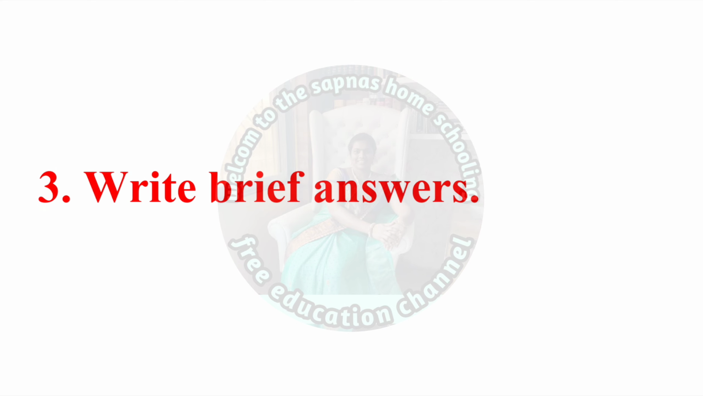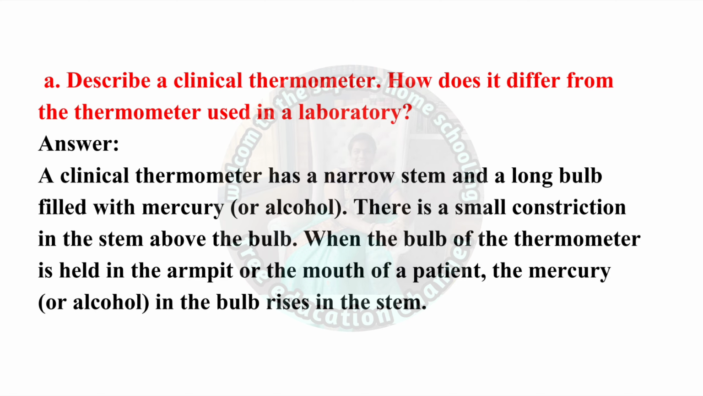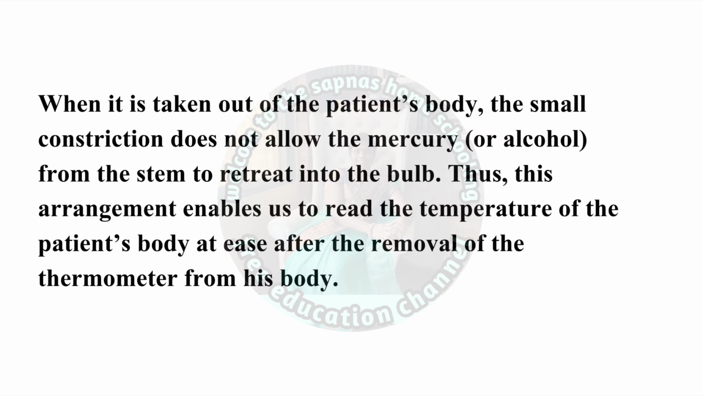Question 3. Write brief answers. A. Describe a clinical thermometer. How does it differ from the thermometer used in a laboratory? Answer: A clinical thermometer has a narrow stem and a long bulb filled with mercury or alcohol. There is a small constriction in the stem above the bulb. When the bulb of the thermometer is held in the armpit or the mouth of a patient, the mercury or alcohol in the bulb rises in the stem.